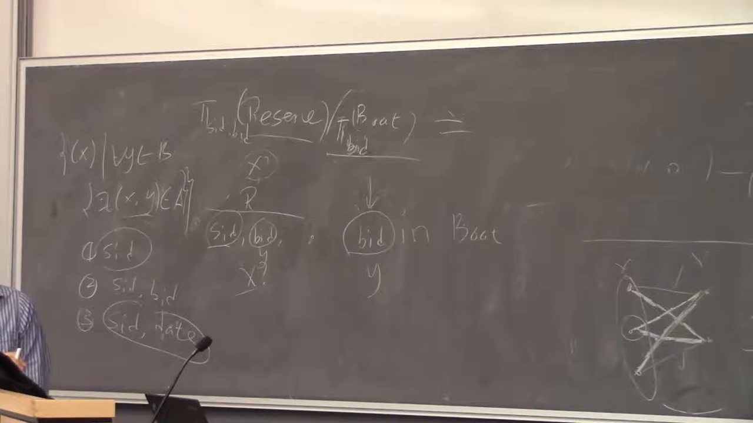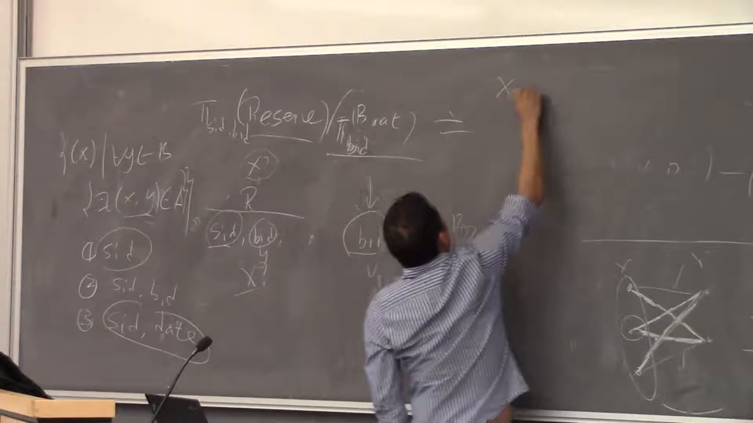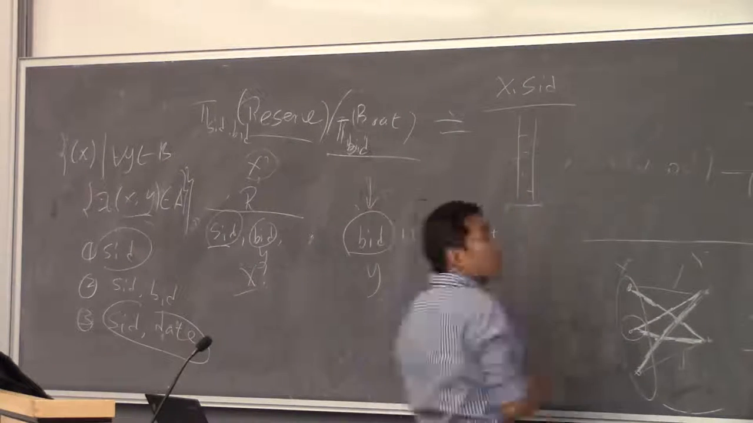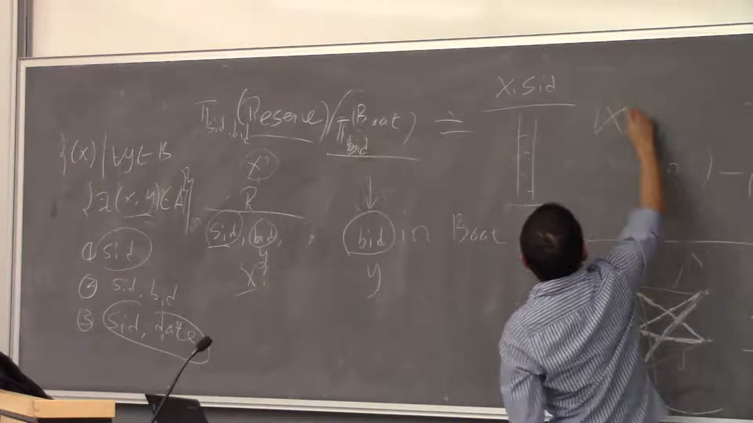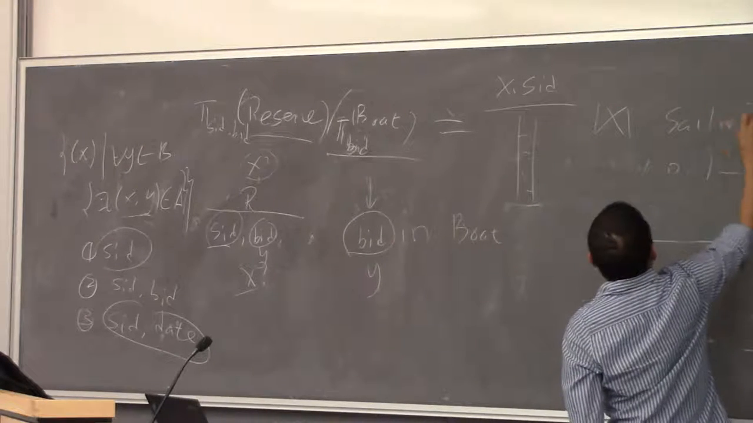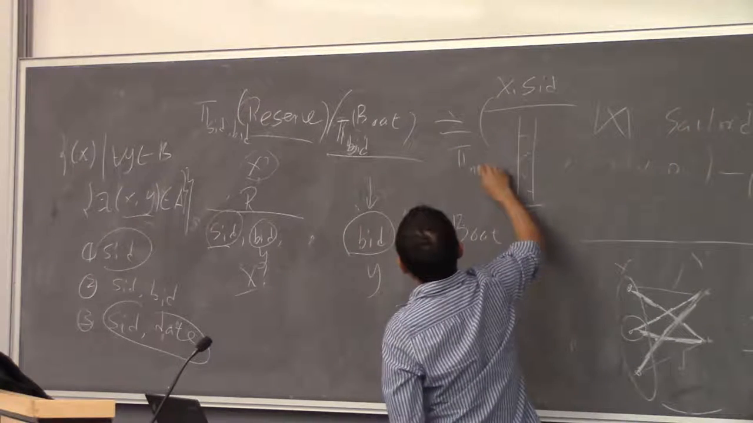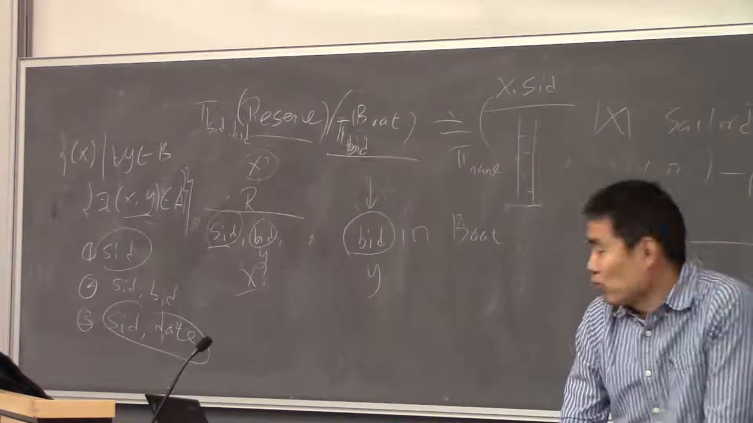Do you follow me? And after you get this, what do you get? Your X is now a simple SID. This gives you all the sailor IDs who reserve all the boats. What about the name? Well, now you take this and join with sailors, and you project out the name. Okay?